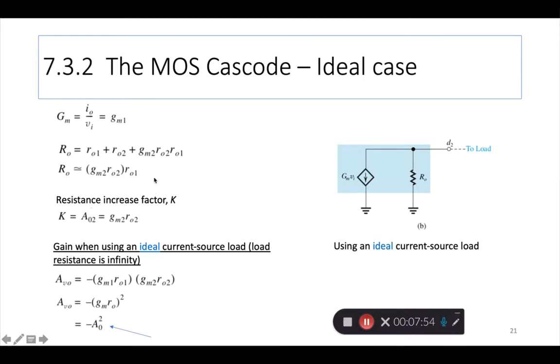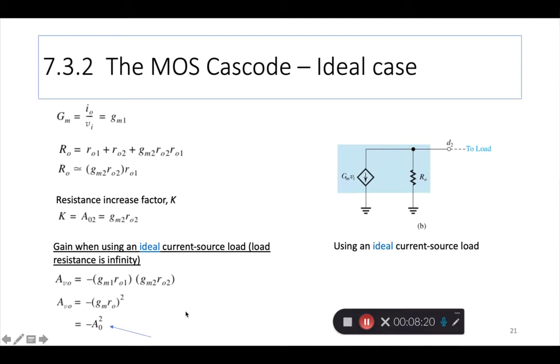So the resistance definitely increases, right? Like this. It actually has all these components, RO1, RO2, and this. But this is very small compared to this, so we generally simplify the output resistance formula. And K is whatever is in this bracket. That is the factor by which the output resistance increases.